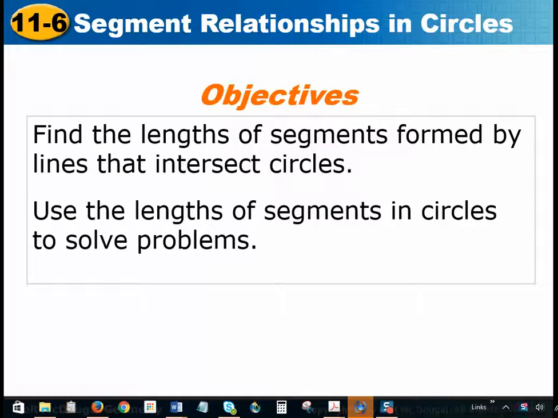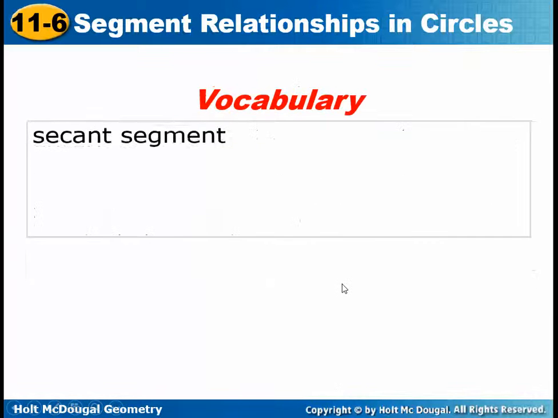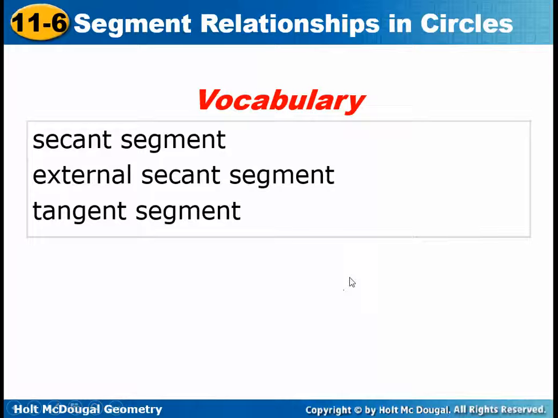Today we're going to talk about Chapter 11, Section 6, which is on segment relationships in circles. The last couple sections we looked at angle relationships and how the angles are related to their intercepted chords. Today we're going to look at the lengths of the segments and use those to solve problems. So our vocabulary today is secant segment, external secant segment, and tangent segment.